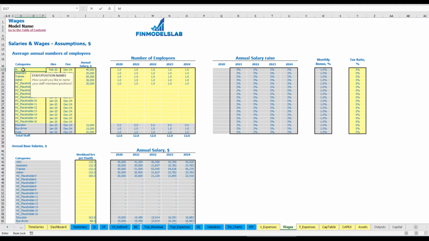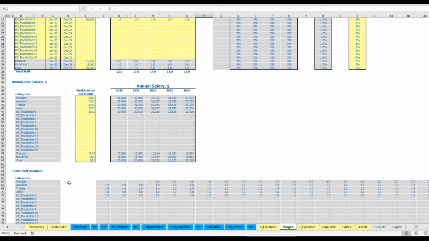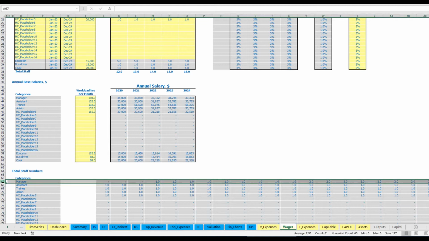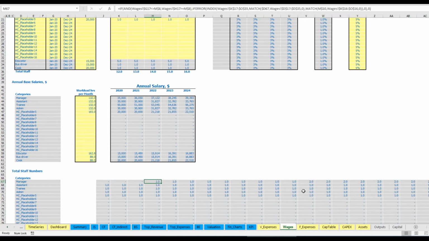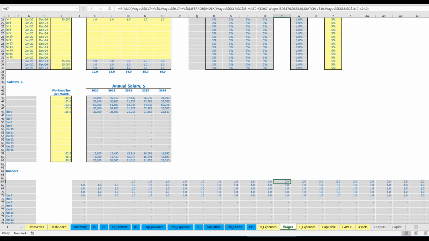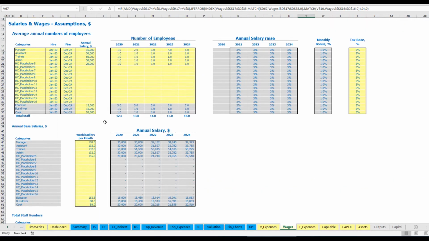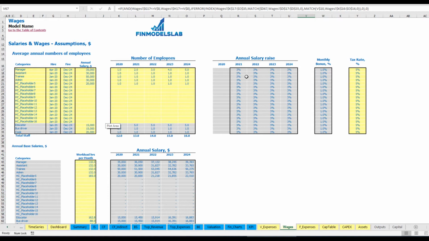For example, manager, you can input hire date, it can be April 20 for example, fire date, December 24, annual salary, it can be $35,000, and you have also number of employees by years. For example, first year it will be 1, the next 2, 3, 4 and 5. Below you may see the calculation for this position. So manager starts in April, and next year you will have 2 managers, 3, 4 and 5 till the end of the model.